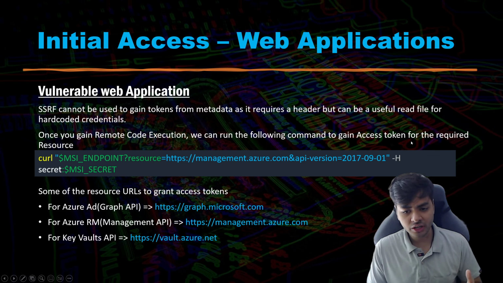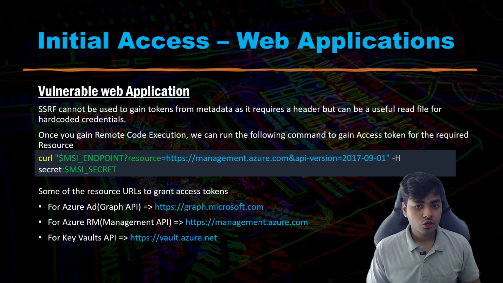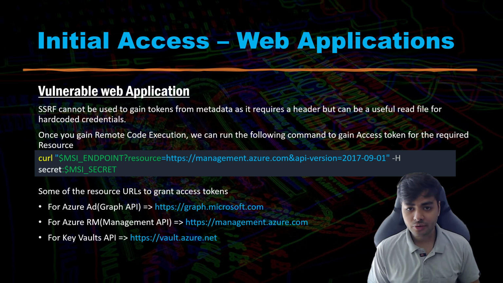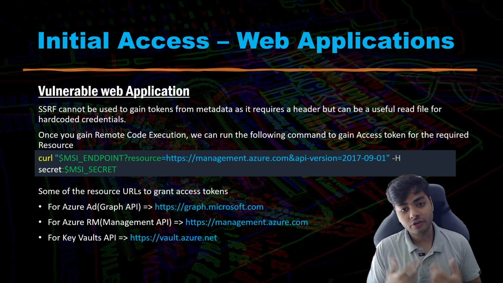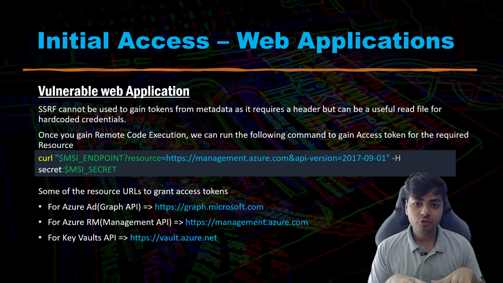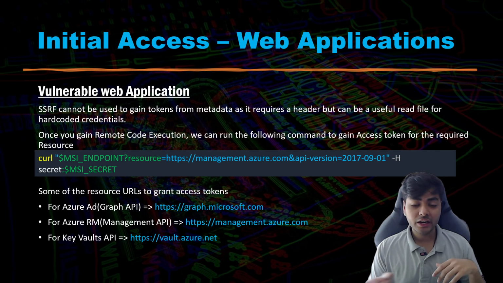And then we have the API version, and in the header we have a secret value, which is obviously taken from the environment variable. The first line says SSRF cannot be used to gain tokens from metadata as it requires a header, but it can be useful to read files for hardcoded credentials. Which means in AWS, if you have an SSRF vulnerability, you can directly hit a URL and you will get an access token. But that's not the case in Azure. You need to add a header to get a token.